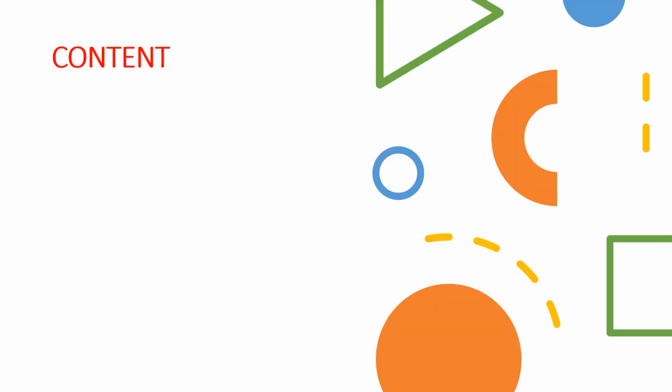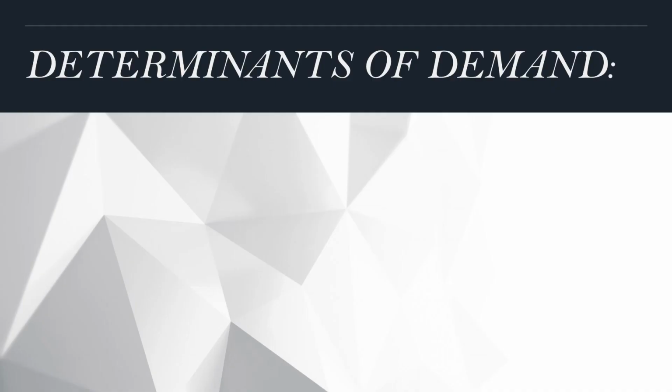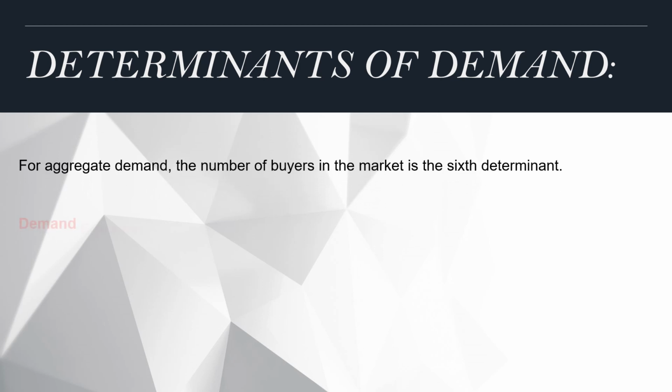The topics we are going to cover today are determinants of demand. The first one is price of good, income of the consumer, price of related goods, other factors like distribution of income, population growth, etc., taste and preferences of consumer. Determinants of demand. For aggregate demand, the number of buyers in the market is the sixth determinant.